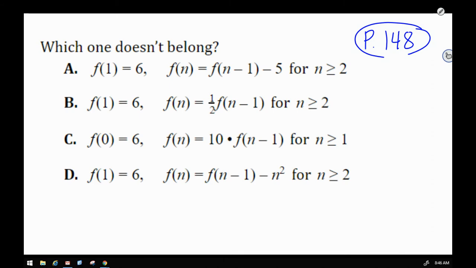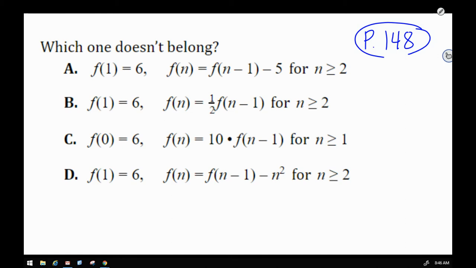Did anybody say that A doesn't belong? No, it's actually right. So what does N mean? N is the step number. So this one is talking about the first step. It's always going to give you the first step, and then N is any number after that.